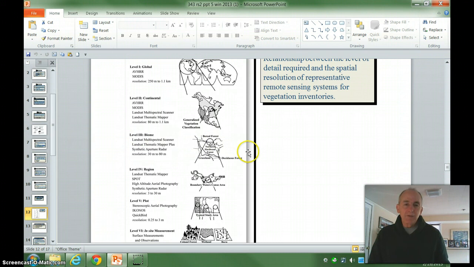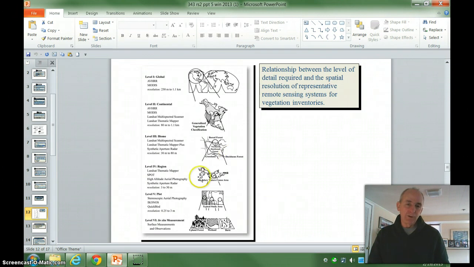So the kinds of classification that we've done in our work in remote sensing is mainly level 3 and level 4, so biome to regional level classification. And you can look through these. These pretty much are resolution or scope scale dependent categories for thinking about different kinds of classification using different platforms, different sensors, different resolutions.